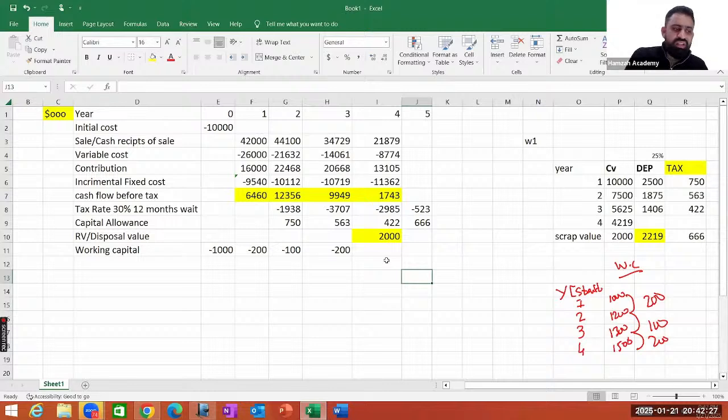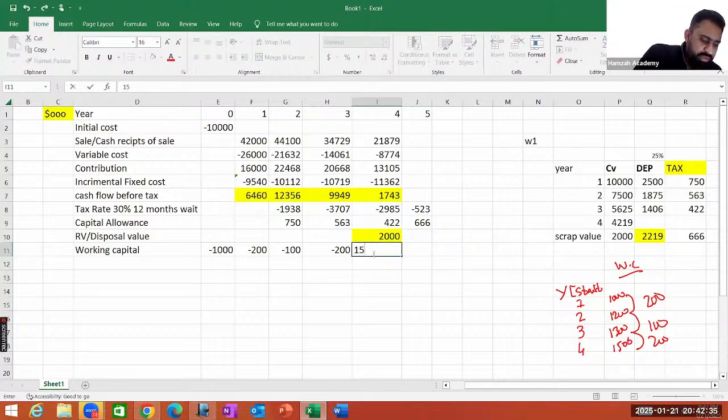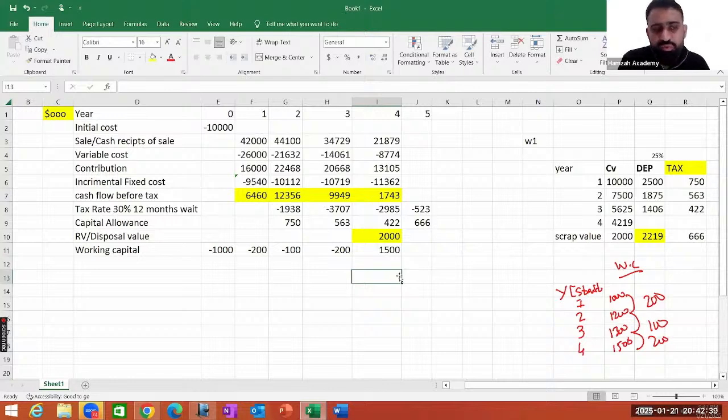So till year 3, we have invested a total of $1,500 in working capital. Now, the assumption is that this working capital will be recovered at the end of the project. So we will take the total value as an inflow at the end of the project. That would be the typical adjustment of working capital which will be required in the calculation of the NPV.